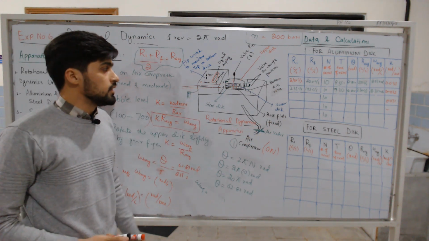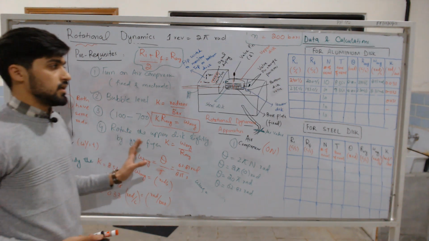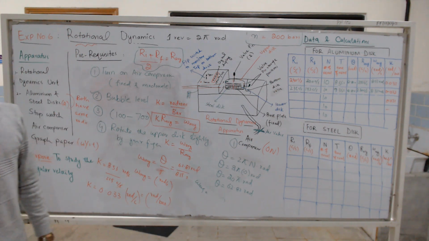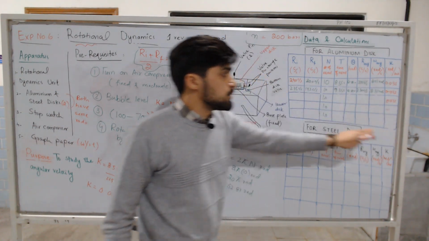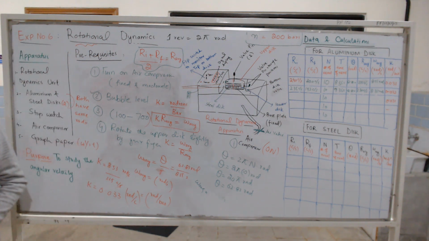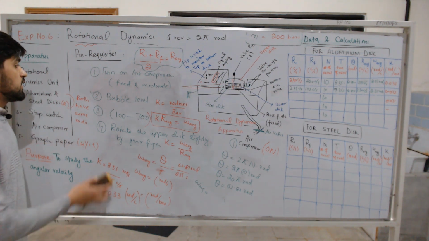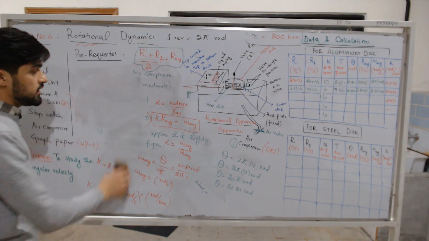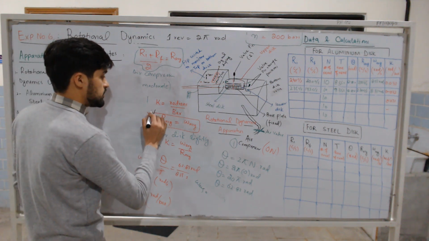So this was the rotational dynamics apparatus, and this was the way to perform this experiment. Now one more thing is, you can also calculate the value of K. One value is to calculate it from the experiment. And the other thing which is the requirement for this experiment, keep in mind, you should also calculate the value of K through this relation.